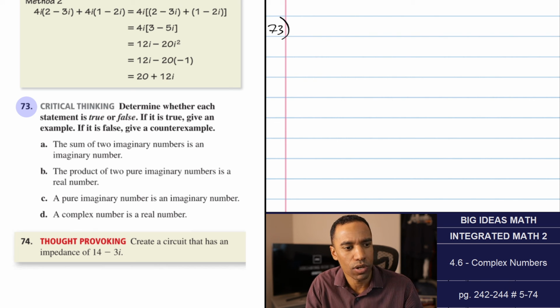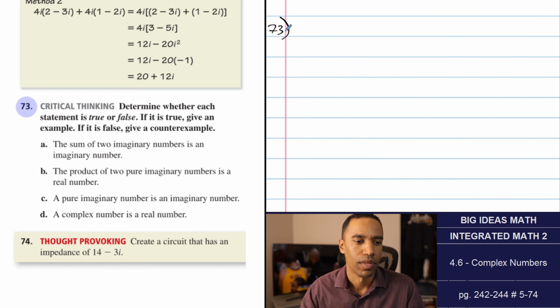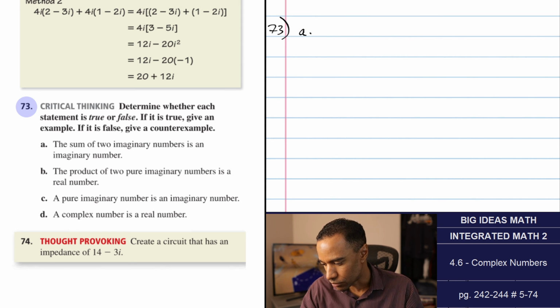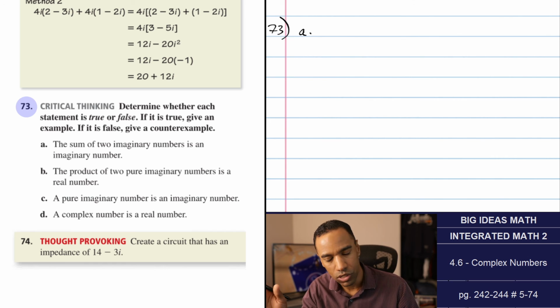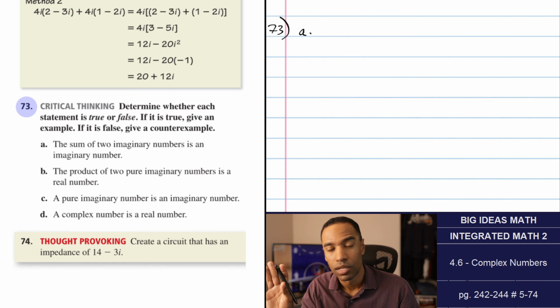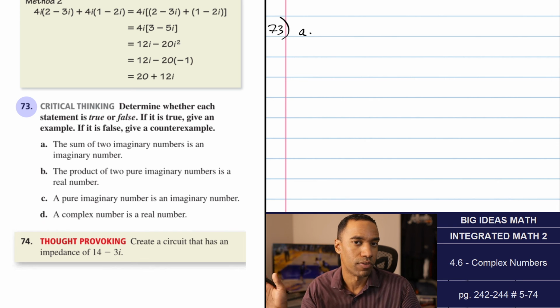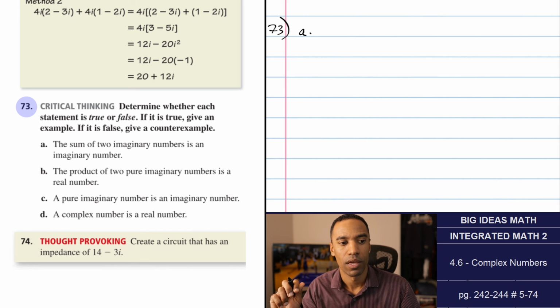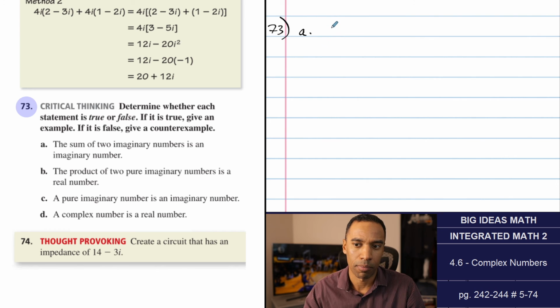All right, number 73, determine whether each statement is true or false. If it's true, give an example. If it's false, give a counterexample. The sum of two imaginary numbers is an imaginary number. When they say true, this is more so an always, sometimes, never kind of thing. If it's sometimes, then that means it's not always true. So if it's not always true, then we say false.